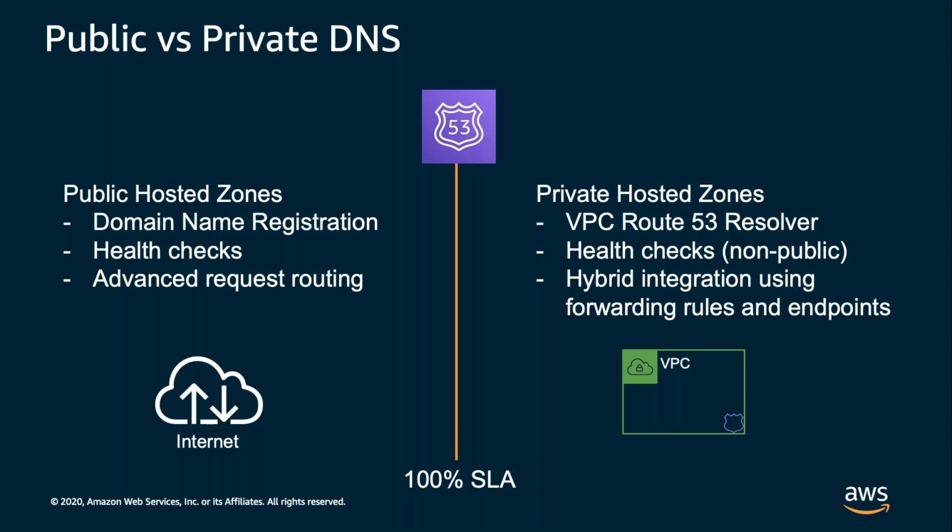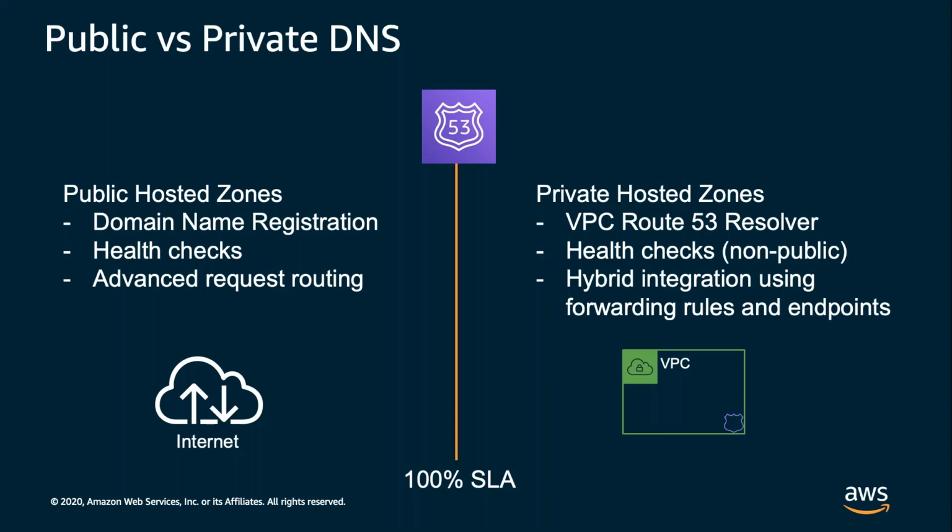Our public hosted zones are publicly accessible and resolve host names on the internet. We can provide domain name registration, but you don't have to bring your domain name to AWS. You can keep your current registrar and just use AWS to provide your DNS resolution. We have the ability to do some pretty advanced health checks, and we'll get into what those look like. We can also do advanced request routing all over the public DNS infrastructure.